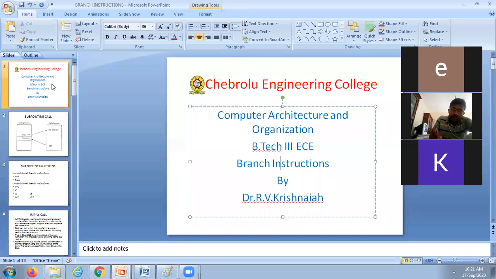So once we are using branch instructions, we are transferring the control from one position to the other position, or from one location to the other location. That means first we change the PC, the program counter. The execution will be transferred from the current instruction to somewhere else, not to the next one.